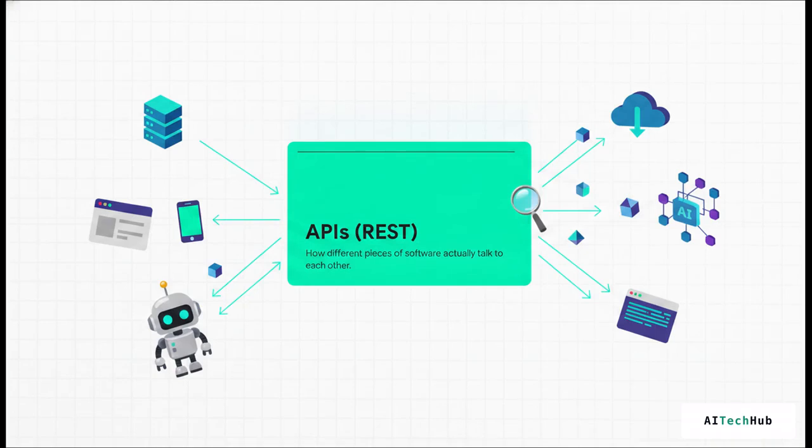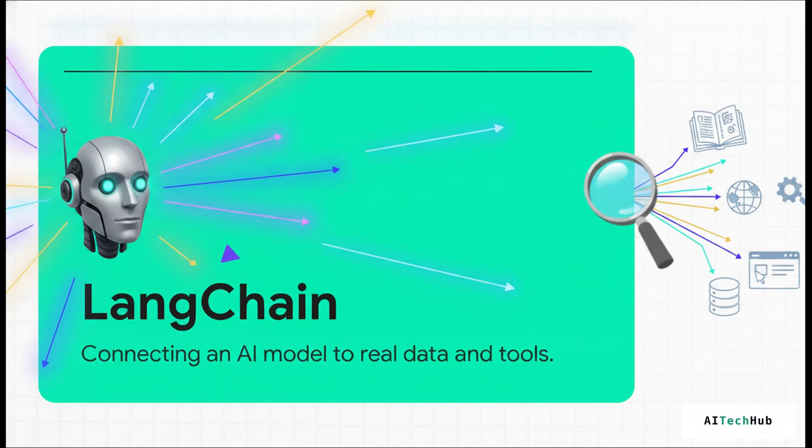Starting off with APIs, and specifically REST. Quite simply, this is just how different pieces of software actually talk to each other. It's the standard communication method that most software components follow today. If you want your AI model to interact with literally any other system on the internet, you have to understand how to use and build REST APIs. Next is LangChain. Because let's face it, an AI model just sitting completely by itself in a vacuum isn't really that useful for business applications.